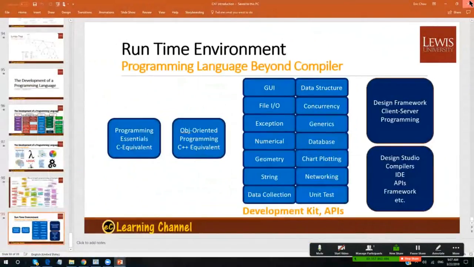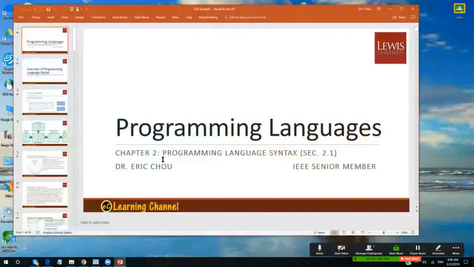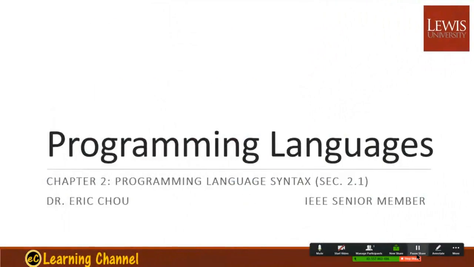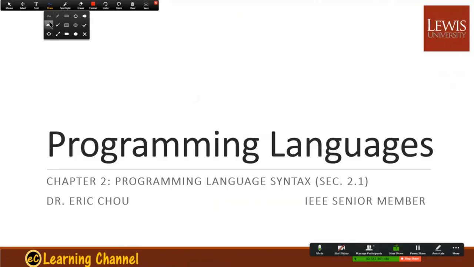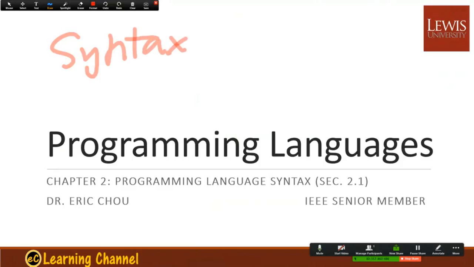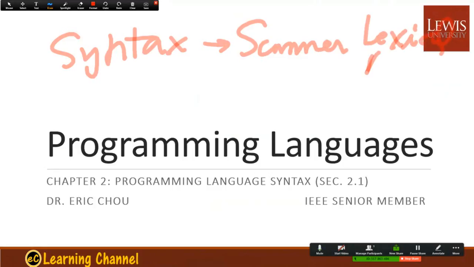Now let's go back to chapter 2. Today I'm going to start discussing chapter 2, programming language syntax. In chapter 2, basically we cover 3 things. First, we cover syntax. Second, we cover the scanner or lexical analyzer. Then part 3, we talk about the parser.